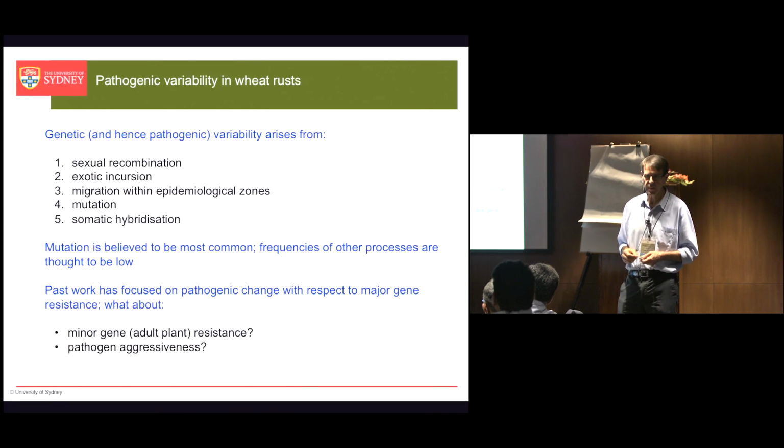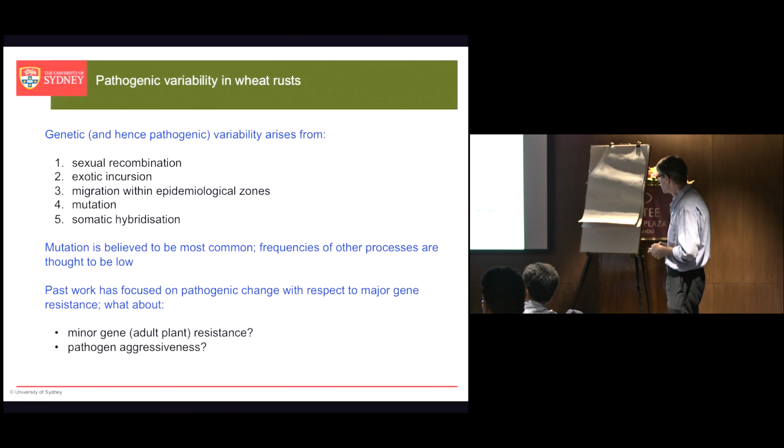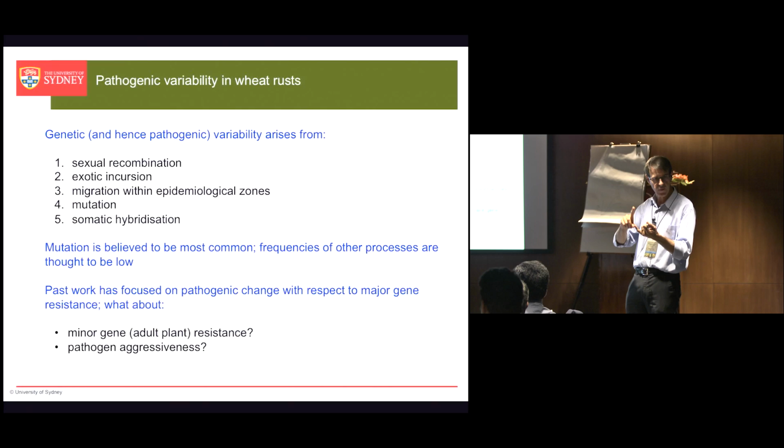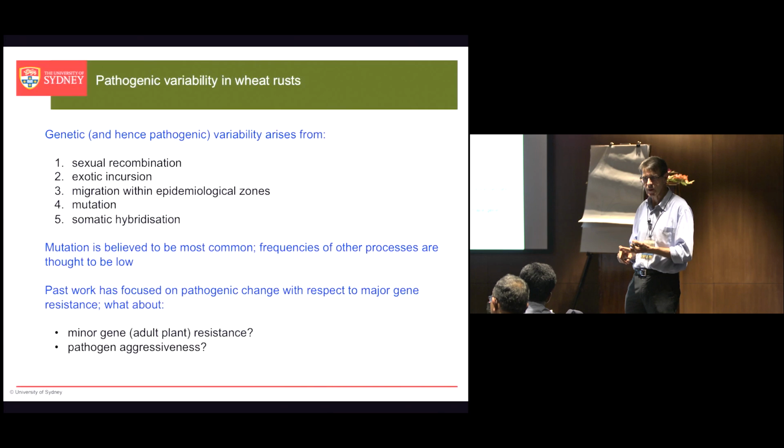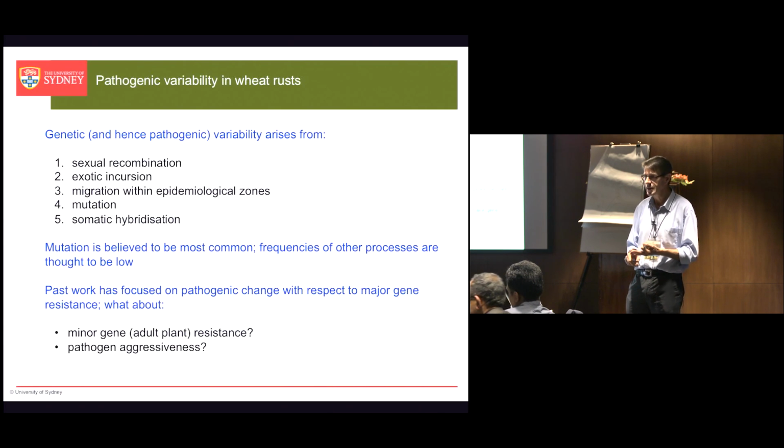A lot of our work up till now has focused on pathogenic change with respect to major gene resistance. So I showed you that picture before with the mutation to virulence on YR6, YR7. These are major genes, they're seedling genes. We're now using a lot of adult plant or minor resistance genes. We haven't really looked critically at whether or not these pathogens can acquire virulence on these minor genes. And we've shown at least 1 or 2 cases where they have.